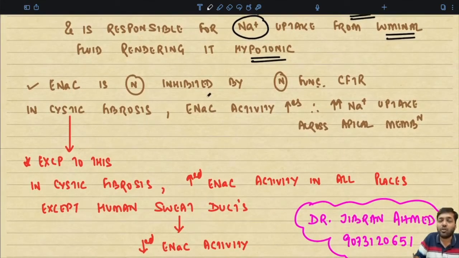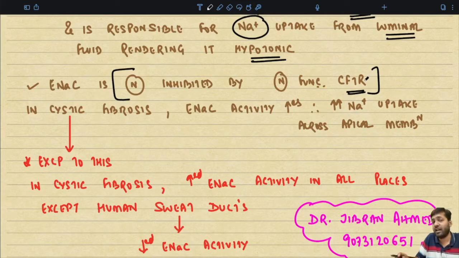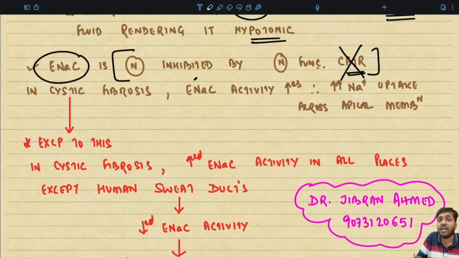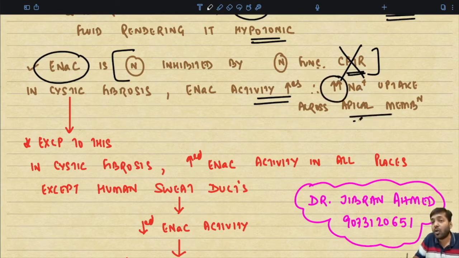So this epithelial sodium channel is normally inhibited by the normally functioning CFTR gene or the normally functioning CFTR channel. But in case of cystic fibrosis, remember one thing. In cystic fibrosis, because there is mutation in the CFTR, CFTR is not able to function. So as a result, there will not be inhibition of epithelial sodium channel, and therefore the epithelial sodium channel activity is going to increase, which is going to increase the sodium uptake across the apical membrane. So there will be an excessive amount of sodium reabsorption across the apical membrane.